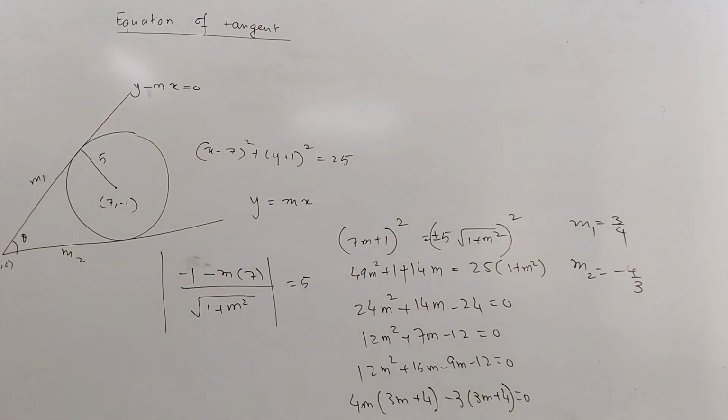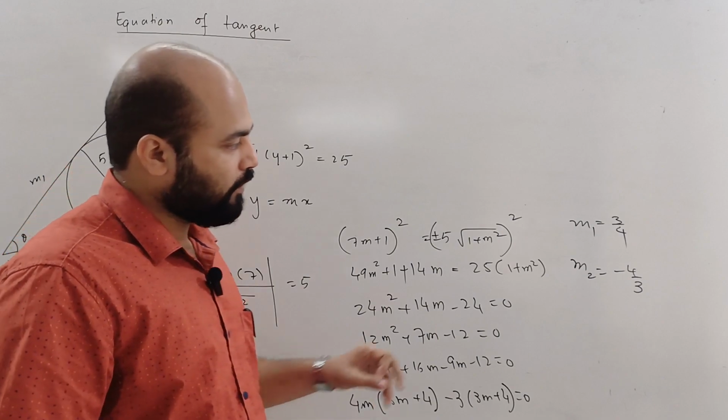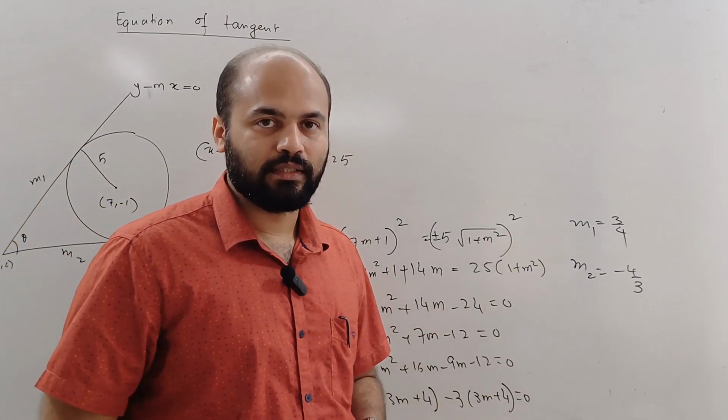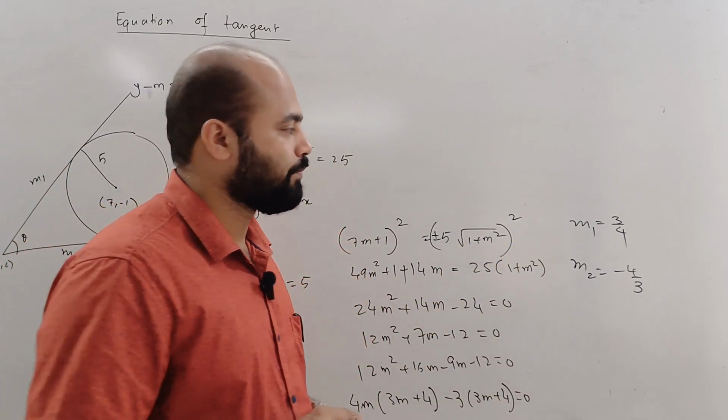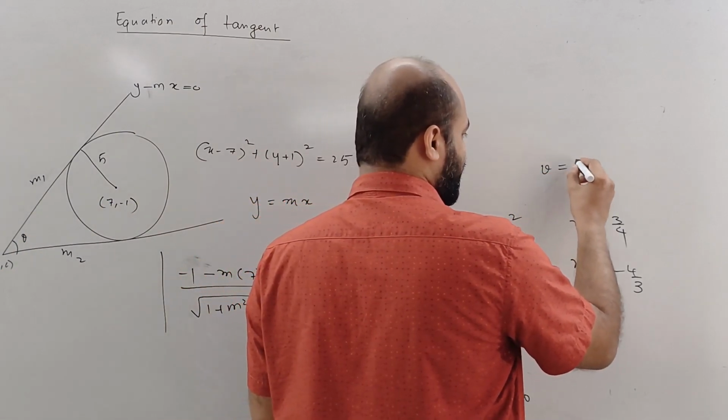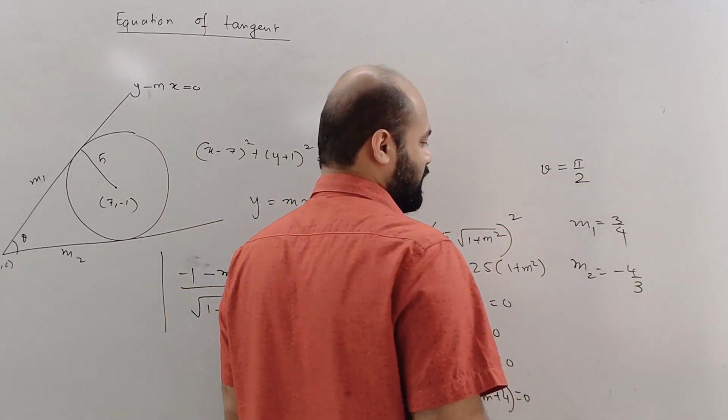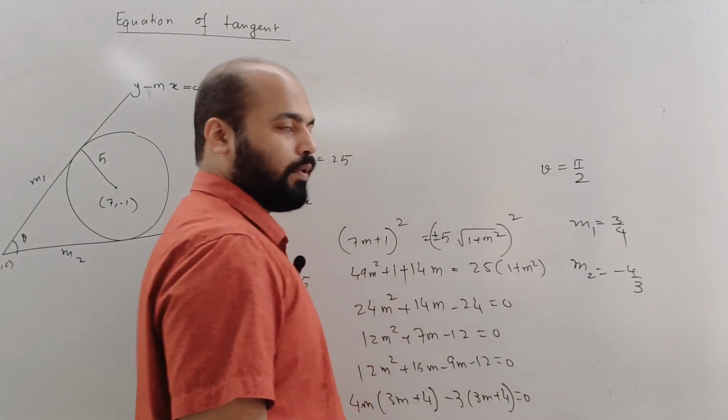That means the slope of one of the tangents is 3 by 4, the other one is minus 4 by 3. Now clearly we know that from our past knowledge of straight lines, if the format of the slope is something like this, that means they are perpendicular. So the angle between them is pi by 2, as m1 into m2 is giving you -1.